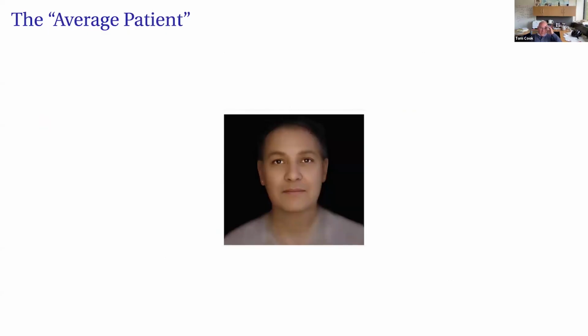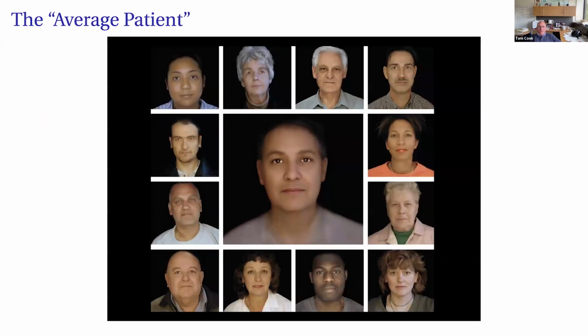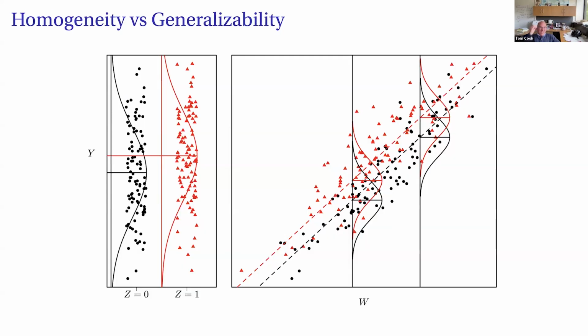So I actually copied this from a presentation that I saw one time. This is the so-called average patient. But the average patient is actually, in this case, I'm imagining someone used some imaging software to actually literally average all of the people around here. So the average patient doesn't actually reflect any single person within our very heterogeneous population. So what's this issue about homogeneity versus generalizability?